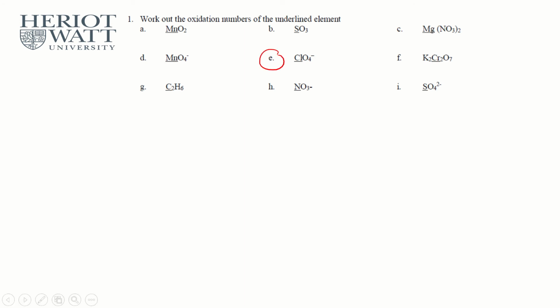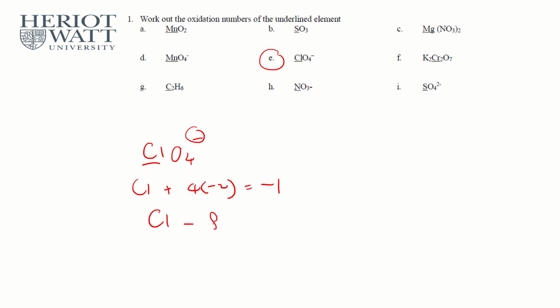E. Okay, so ClO4 minus. What is the oxidation number of chlorine? So chlorine plus 4 times -2. Overall charge is -1. So chlorine minus 8 equals -1. So chlorine equals +7. See that? Chlorine is after phosphorus and sulfur, beyond phosphorus and sulfur, so they can have multiple oxidation states. So chlorine in this case is +7. All right, and then the next one is alternate, right? So next one is G.